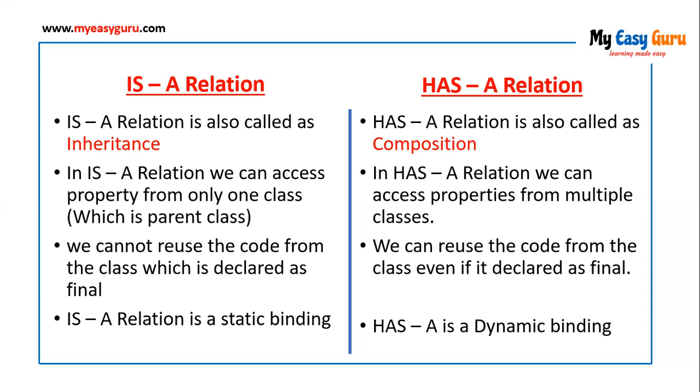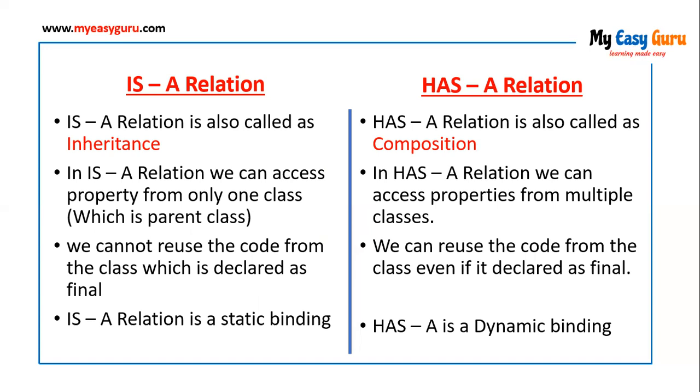We cannot reuse the code from a class which is declared as final. We can reuse the code from the class even if it is declared as final in case of has-a relation. In is-a relation, it is static binding, and has-a relation is dynamic binding.